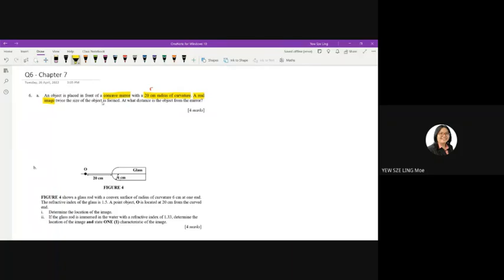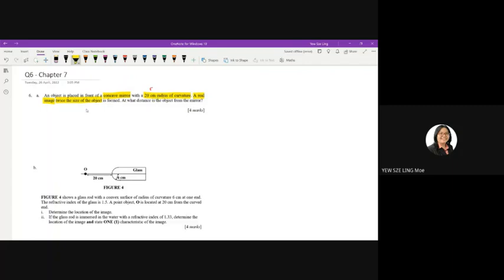Twice the size of the object is formed. At what distance is the object from the mirror? So it is twice the size of the object, which means now it's getting larger. It's magnified. So first, what should we do right now? First thing, we need to determine whether this R is a positive or a negative value.